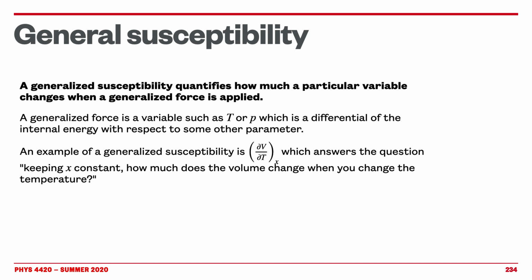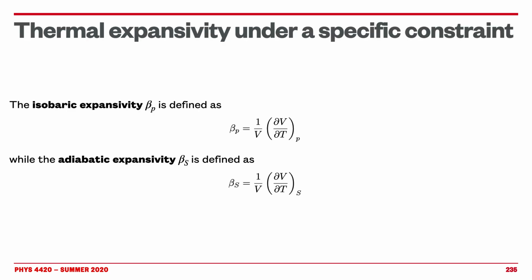A general susceptibility is essentially a variation of a particular variable with respect to a constraint imposed by an external force, as we could call it, a general force. For example, how does the volume change when we change temperature at constant pressure? These answer questions that we could ask ourselves. Instead of being too formal, let me show you some examples.